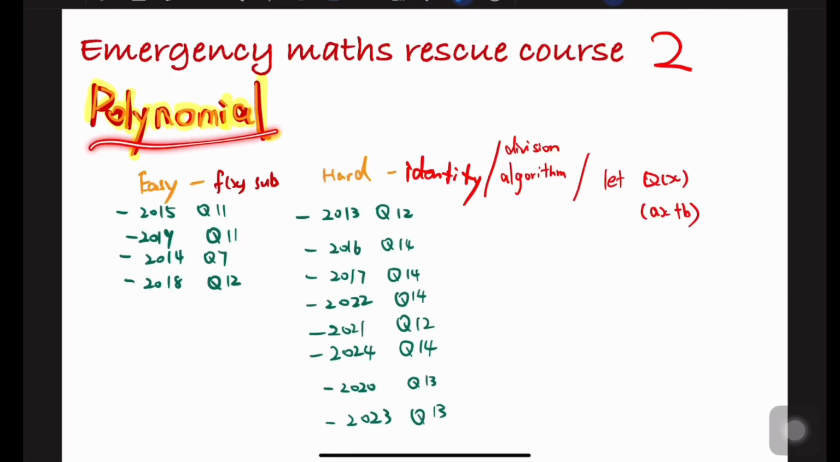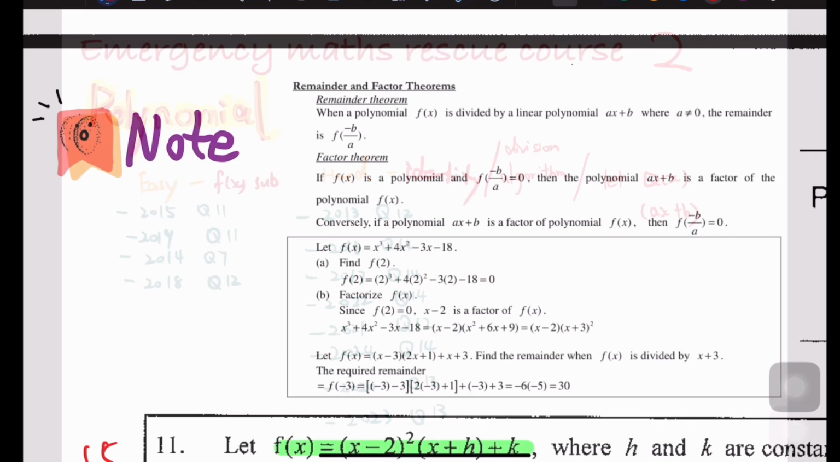We talk about polynomials. So I classify those questions into easy and hard ones. The easy ones are solved by simple substitution, the remainder theorem, and the factor theorem. For the hardest ones, we need to use the concept of identity and the division algorithm, and you also need to let the linear equation and the quotient by yourself. So we will look at them one by one, and the difficulty increases downward. Okay, let's talk about the concept first.